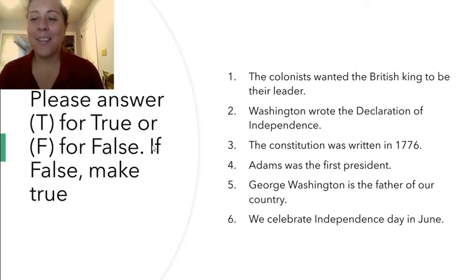And number 5. George Washington is the father of our country. True or false? The answer is true. Yes, he is. Number 6. We celebrate Independence Day in June. The answer is false. We celebrate Independence Day in July. July 4th, Independence Day.